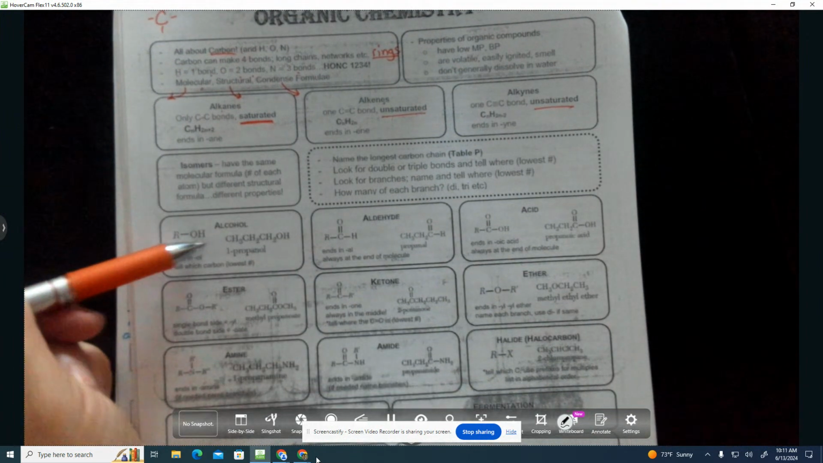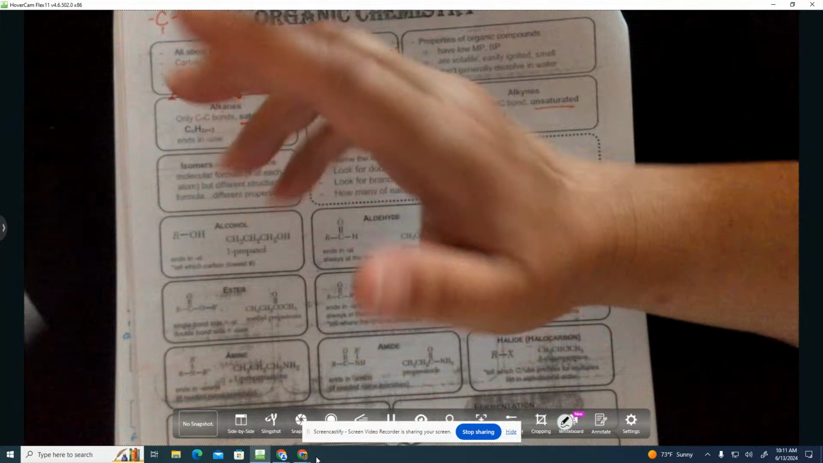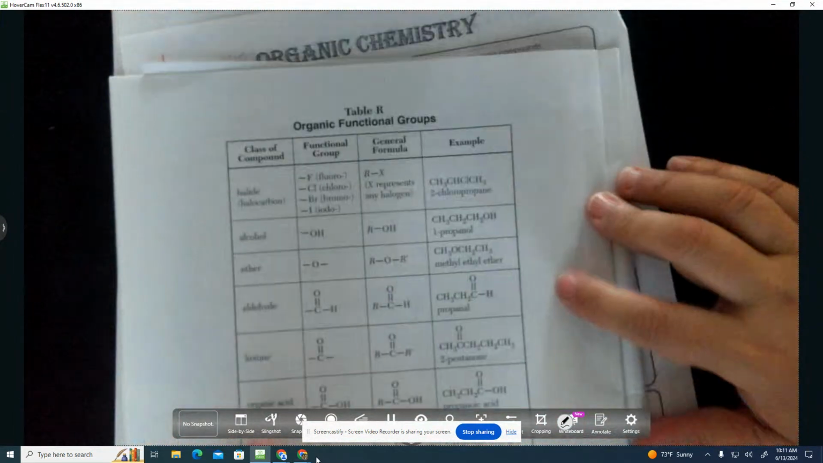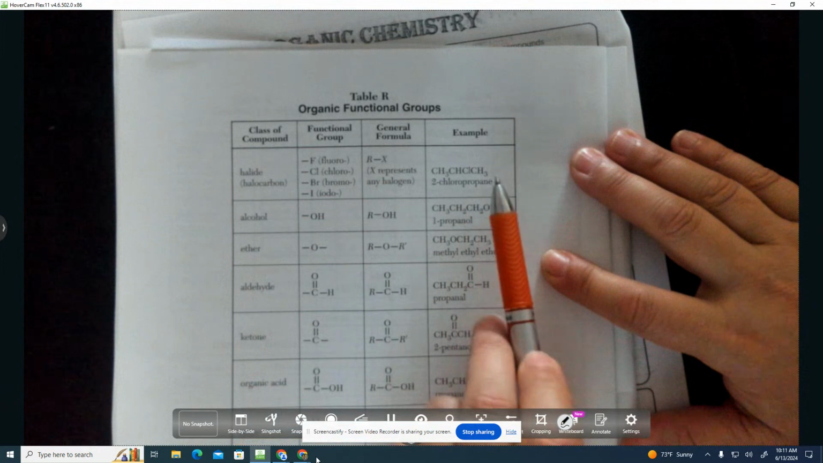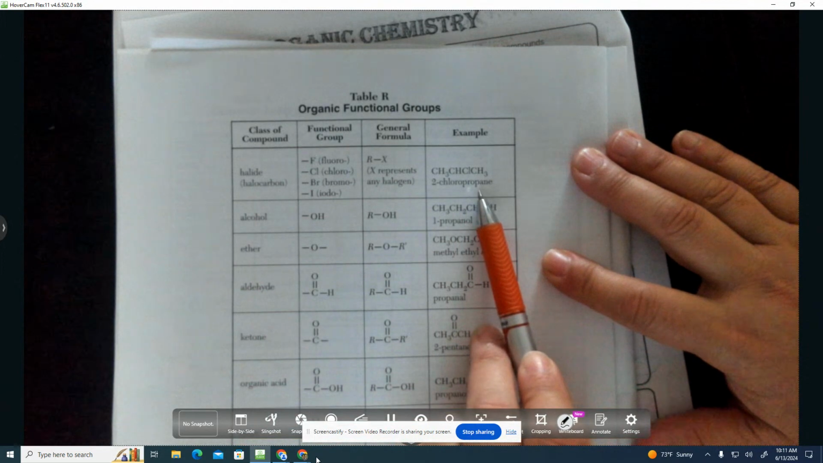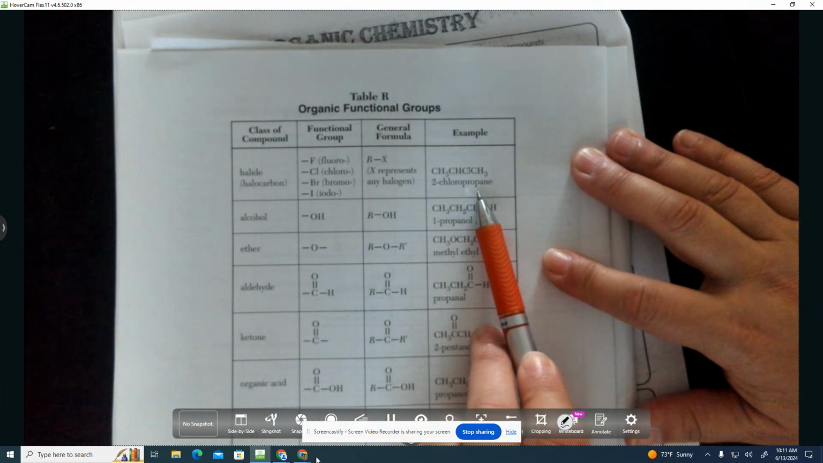All right. All of these, alcohols, aldehydes, acids, they're all on your reference tables. Table R. Look, here it is. Table R. Here's your halide. Use the example that they give you in order to name your compound.